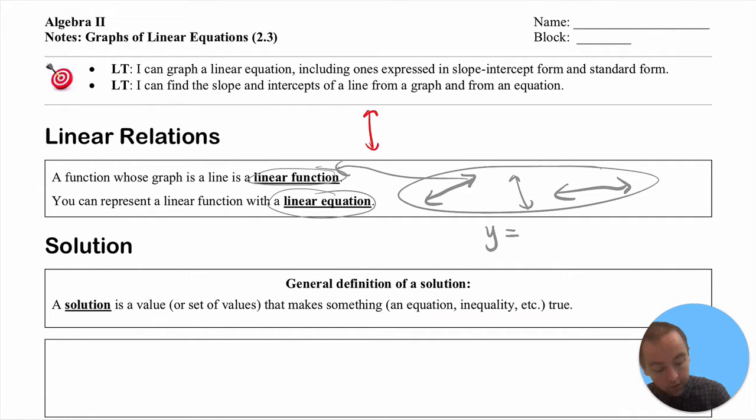So most of the time you're able to have a linear function, and when you do so, you can always write the linear equation of the form y equals some number times x plus some other number, which you're probably familiar with as being y equals mx plus b, where m is the slope and b is the y-intercept of the line.